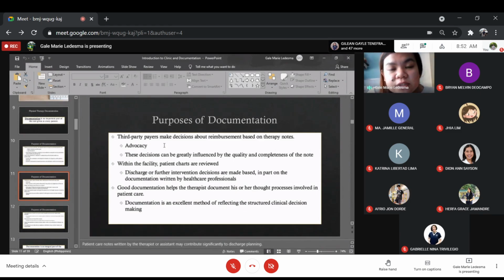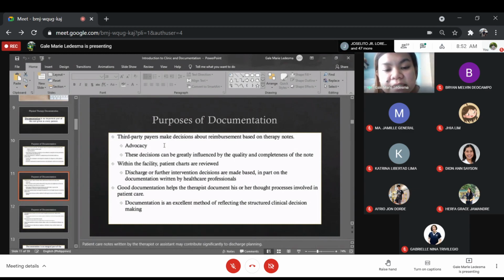you can actually get sued if what you put in your document, in your IE, differs from what actually happened to the patient. For example. Okay, so third-party payers make decisions about reimbursement based on the therapy notes. So we should be advocates, we should assist our patients.